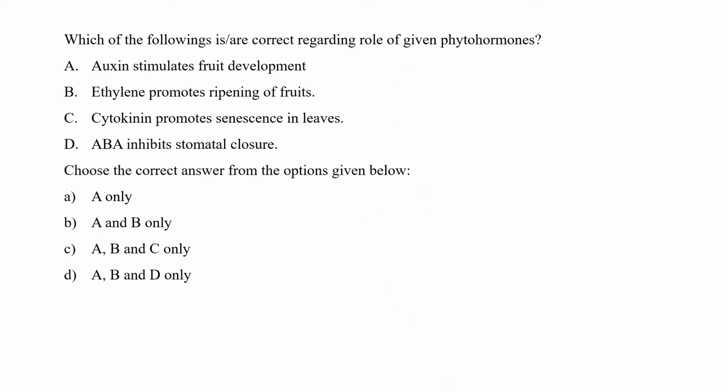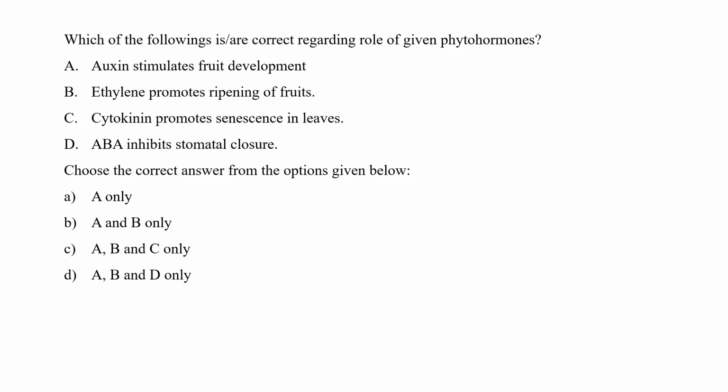The next question is, which of the following is or are correct regarding the role of given phytohormones? A. Auxin stimulates fruit development. B. Ethylene promotes ripening of fruits. C. Cytokinin promotes senescence in leaf.